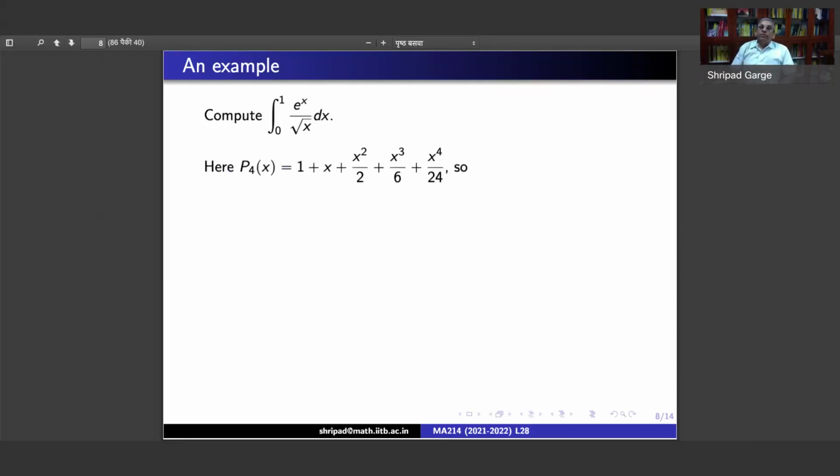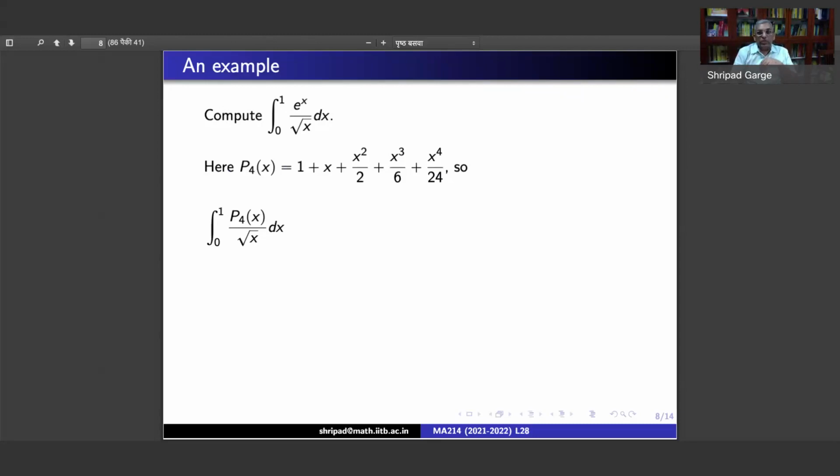We will compute the P4. The polynomial P4 is 1 plus x square by 2 plus x cube by 3 factorial, which is x cube by 6, plus x to the 4 by 24. And therefore, the integration that we are looking for will have two parts: the integral of (e^x minus p4(x)) upon square root x dx, and then the integral of p4(x) upon square root x dx.